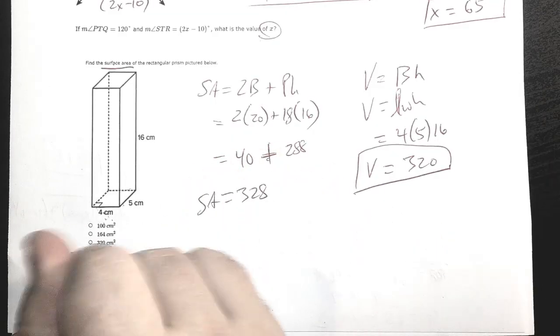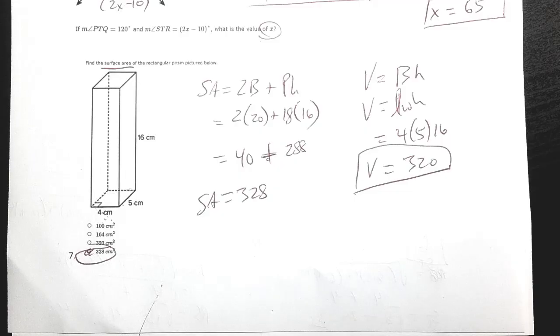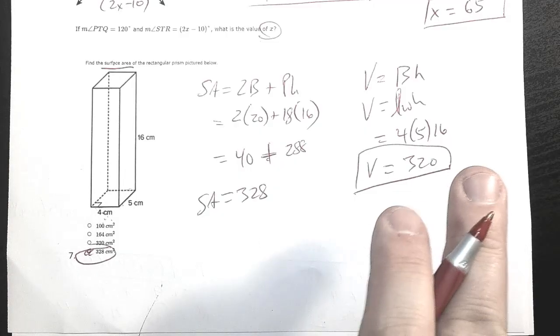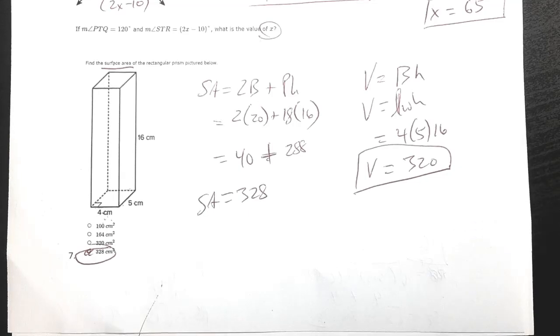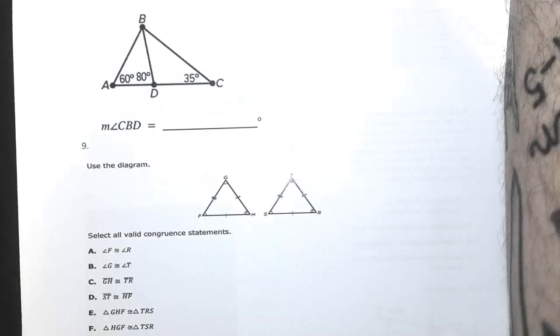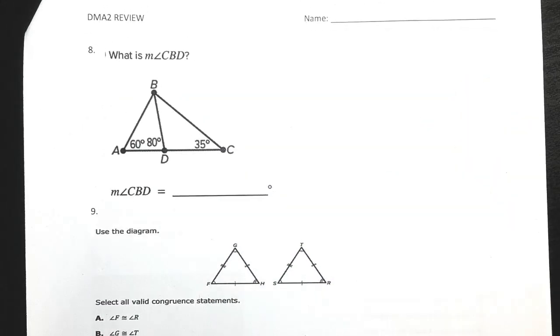So for surface area, that is D. For those of you that kept telling me C today, that's the volume, and we didn't notice that. So that's why it's very important in geometry: what is it asking for? Because that will get you wrong all the time.